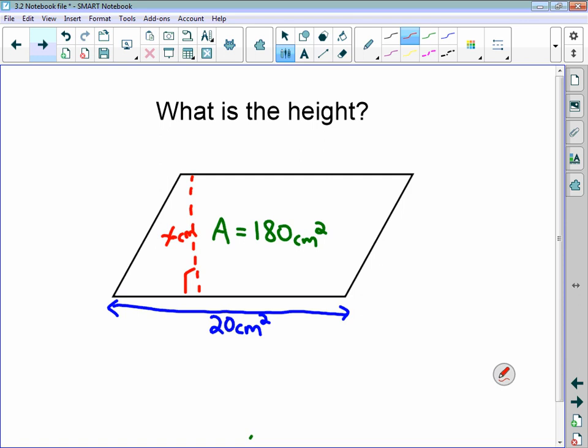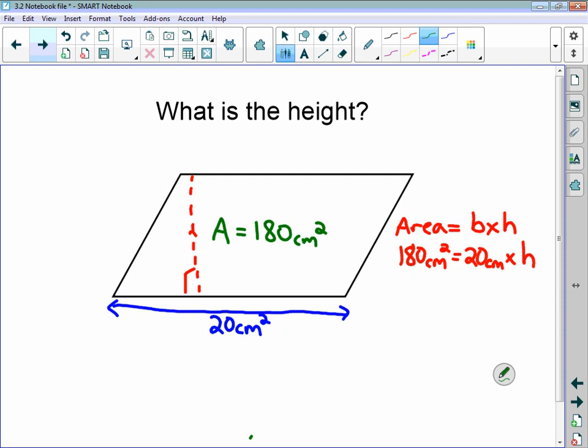Well, we still know that our formula is area is equal to base times by height. So let's fill in what we know. Area is equal to 180. So 180 centimeters squared is equal to base, which is 20, times by height, which is unknown. I guess we could also use an h as our variable. Let's do that. H. Here's our height.